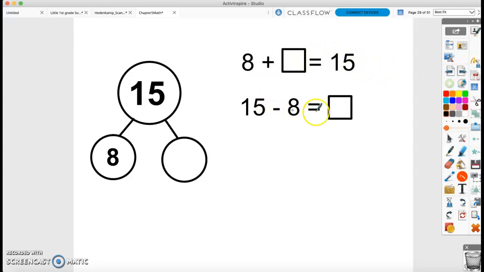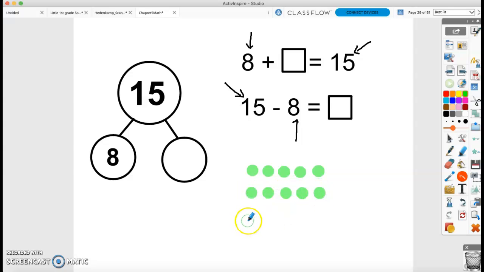So here we go. We have some related facts, and we have a number bond, and we know that one of our numbers is 15, right there, and we know for our related fact another number is 8, right there. So we put 15 as the whole and 8 as a part. So we need to figure out 8 plus something equals 15, or 15 minus 8 equals something. So we are going to draw 15. 1, 2, 3, 4, 5, 6, 7, 8, 9, 10, 11, 12, 13, 14, 15.